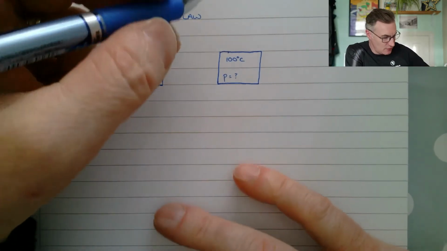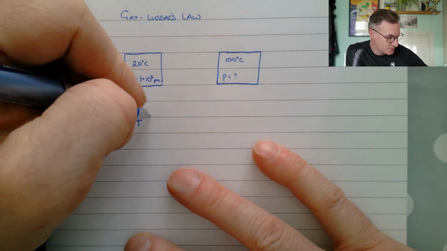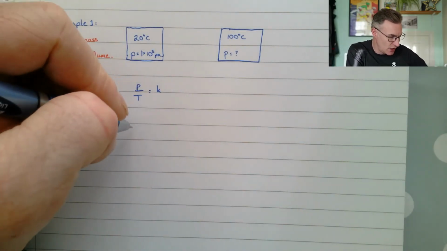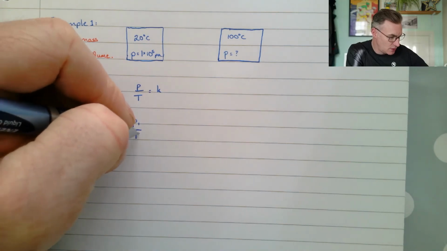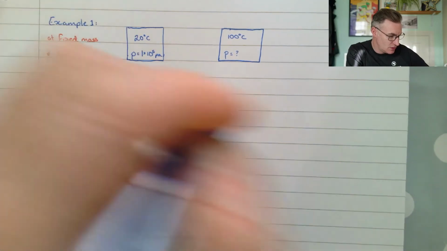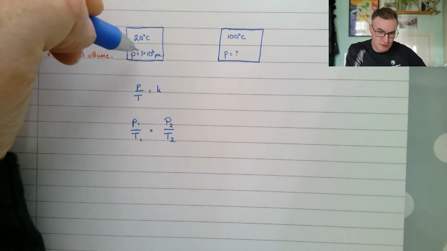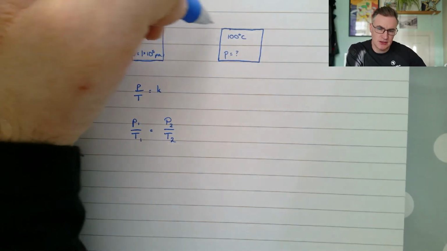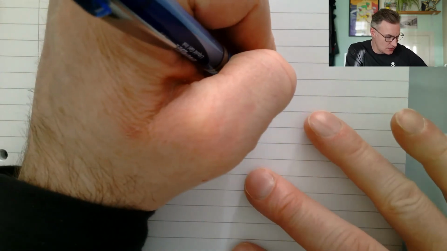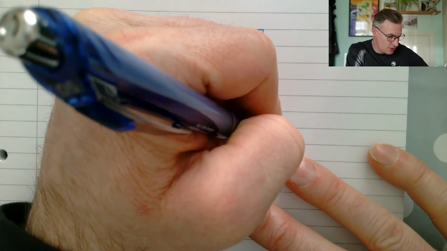So as before, we have a relationship which is pressure over temperature is equal to a constant. And in practice what we would do is we would write P1 over T1 is equal to P2 over T2. Okay. This would be P1, this would be T1, T2, P2. And I'll get a little table. So P1, T1, P2, T2.